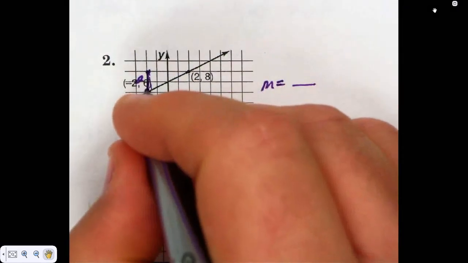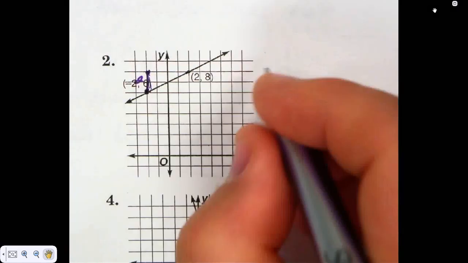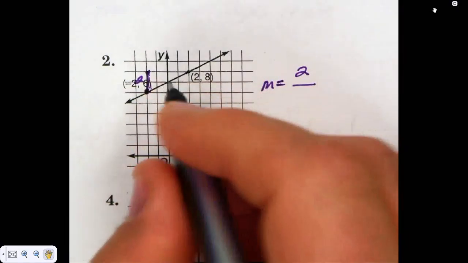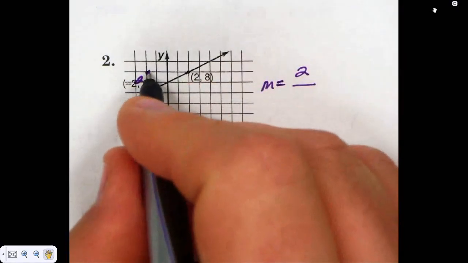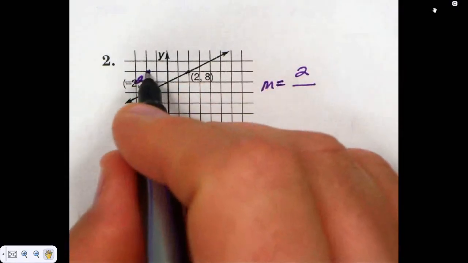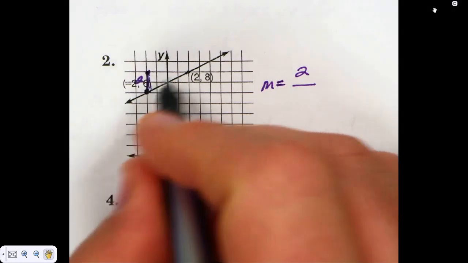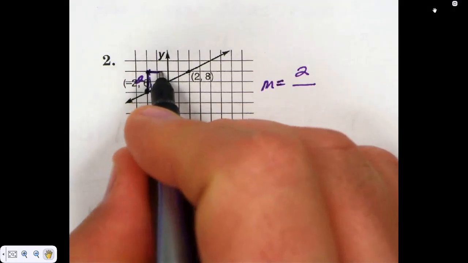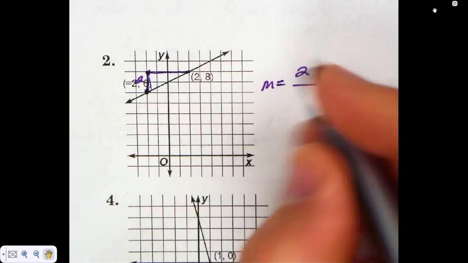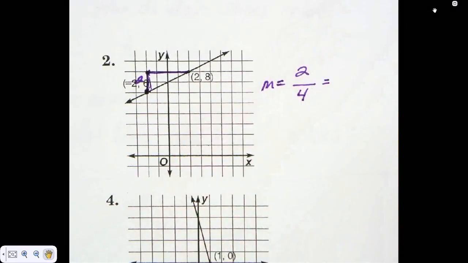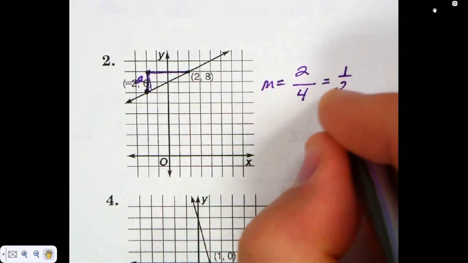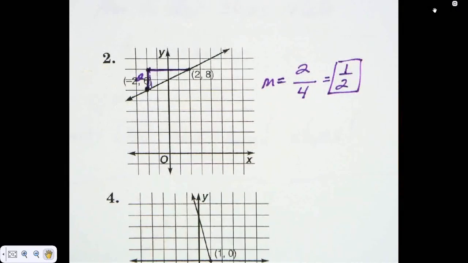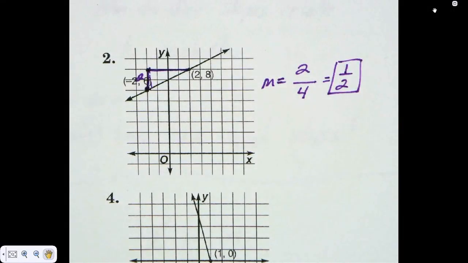Now, he made a mistake, big deal. Up or down, there's only a 2 difference, isn't there? Left or right, there's 1, 2, 3, 4. Which reduces to what? 1 over 2. Not a 2. You guys have calculators that will reduce fractions for you.